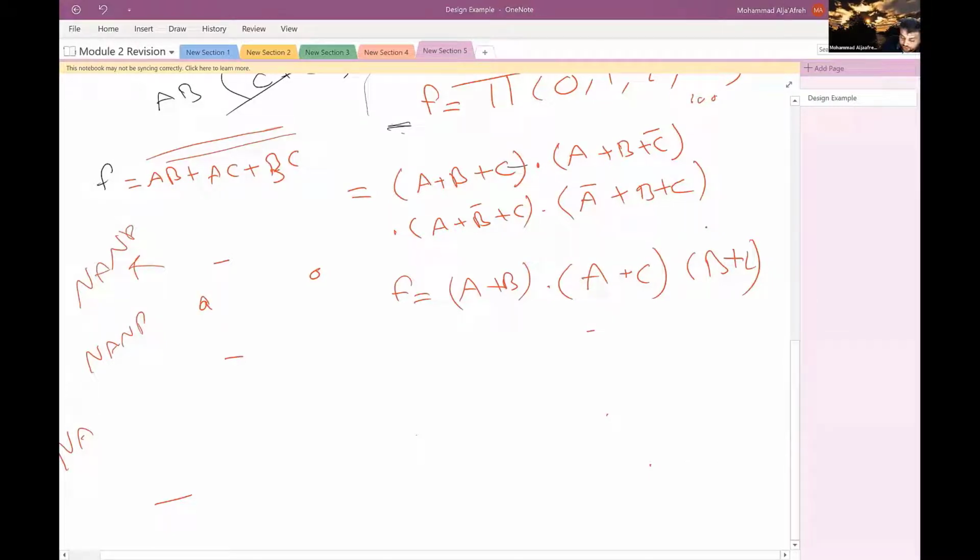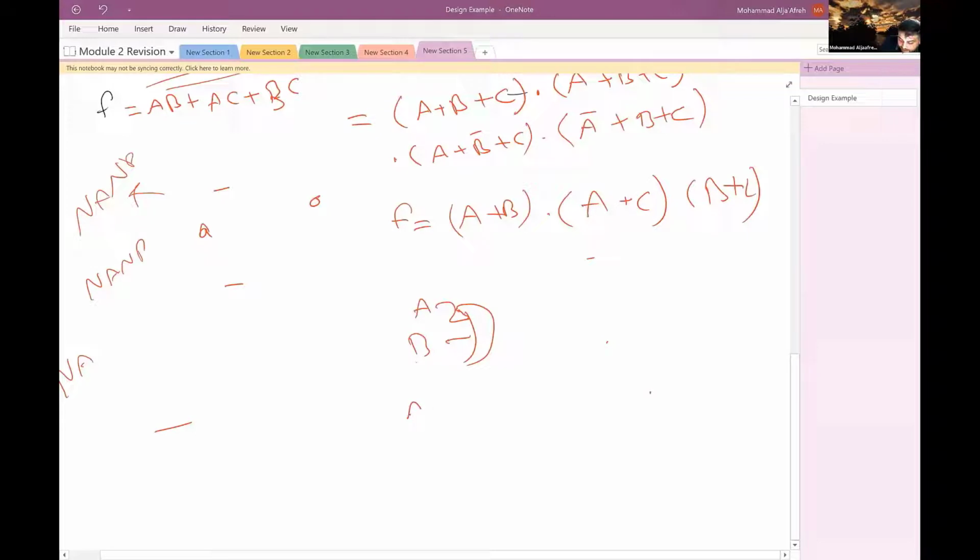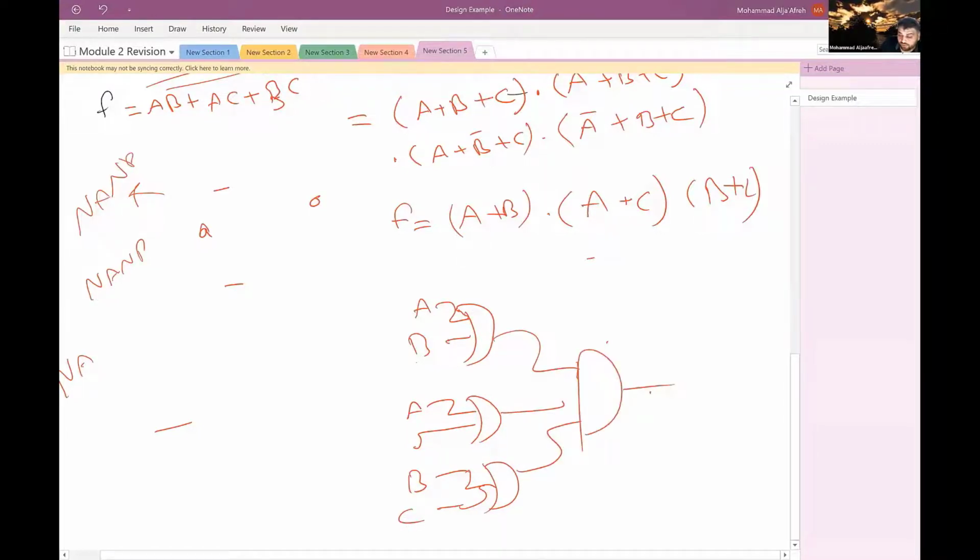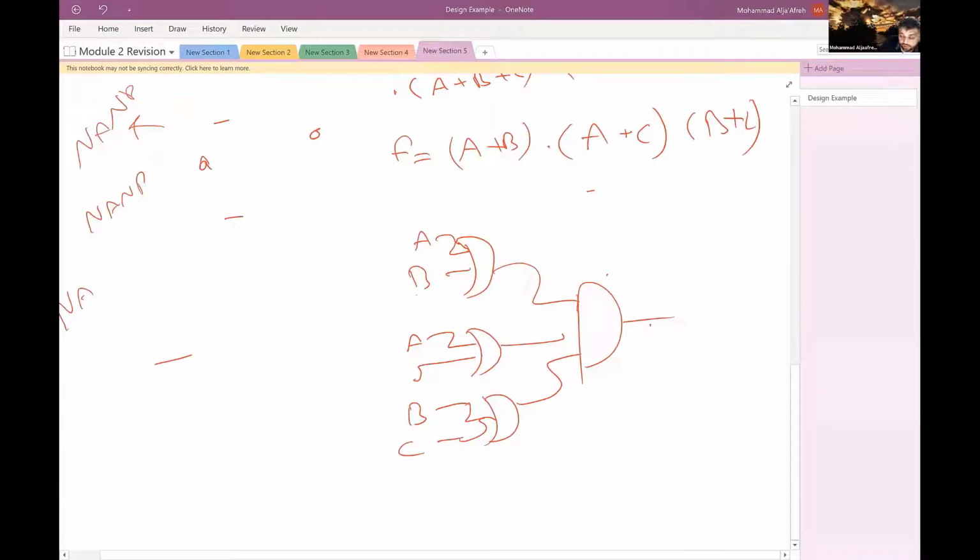In other words, so that is A ORed with B, and we have A ORed with C, and we have B ORed with C. All of them are ANDed. So what we should do here now is put a bubble here, bubble here, bubble here. So that's an OR, and a bubble here, a bubble here, a bubble here. Same principle, okay?